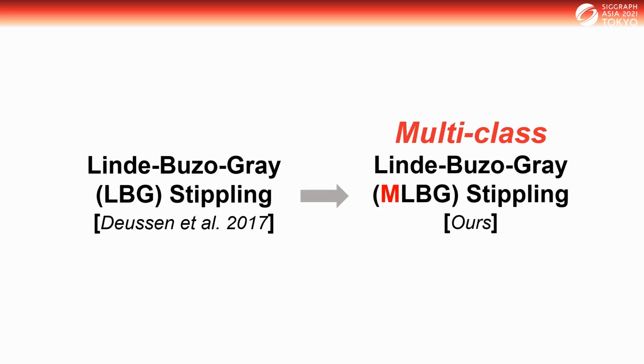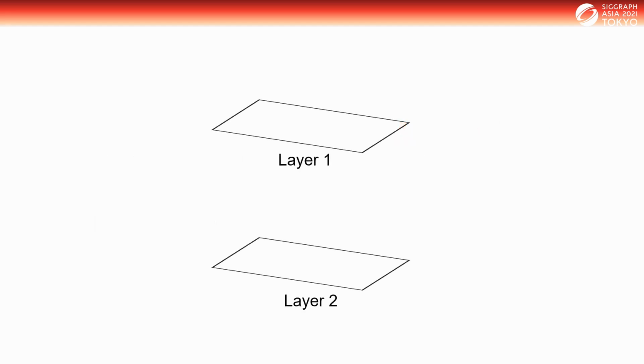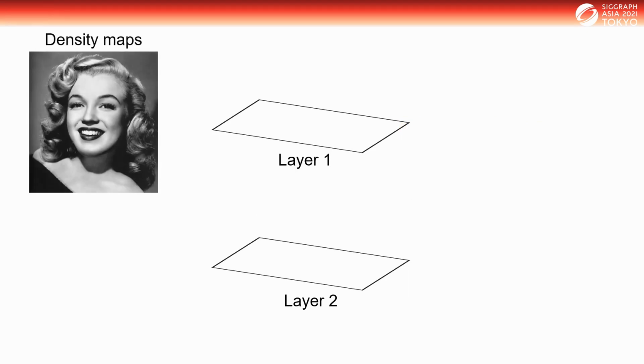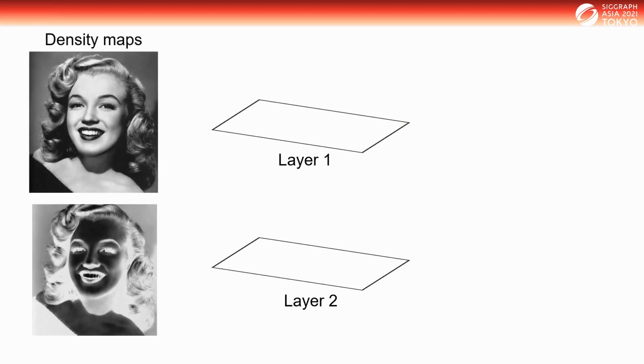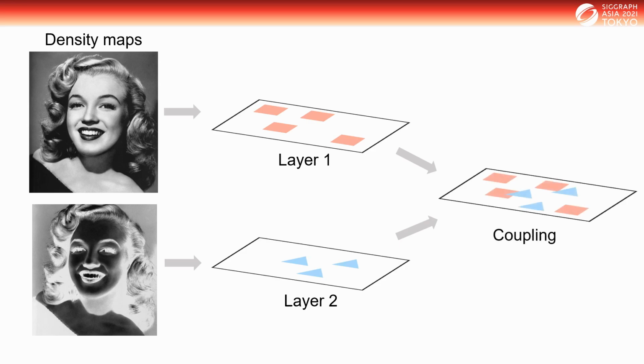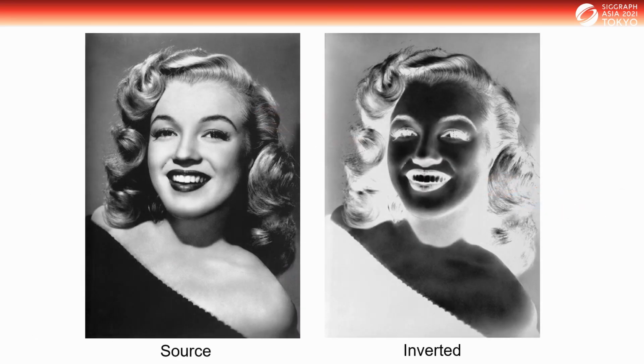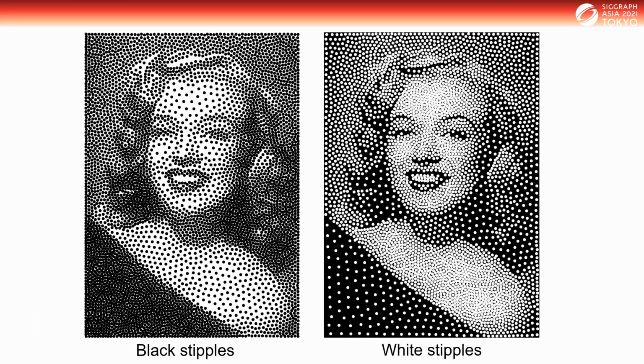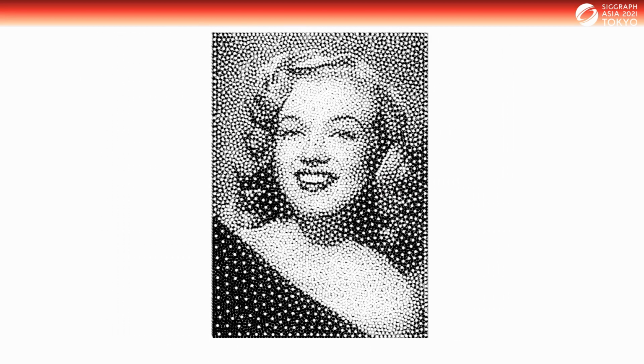The idea of our MLBG is to use multiple layers. Given a source image, we first create an inverted version of it. These are density maps for each of the layers. Then we can stipple in each layer and couple them together. A simple way is to stipple these layers individually and then combine the final results. However, it doesn't work well, because we cannot obtain an inter-class blue noise property by combining independently created stipples.